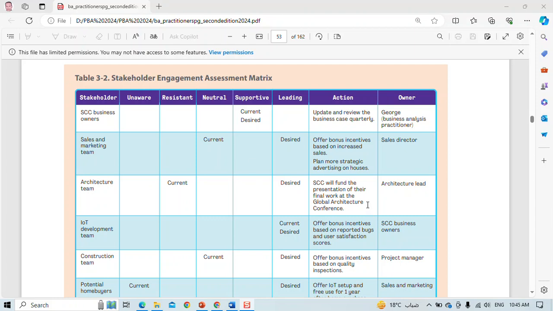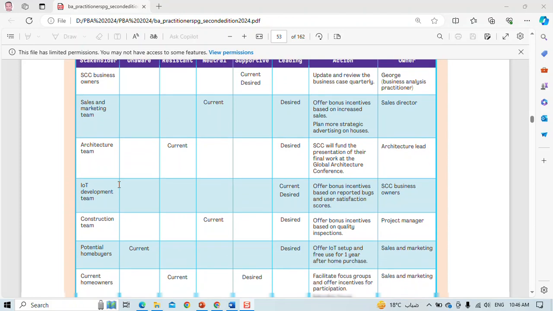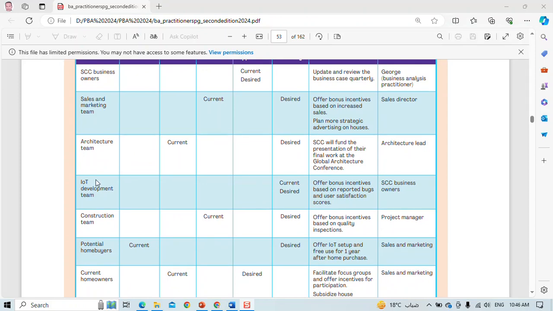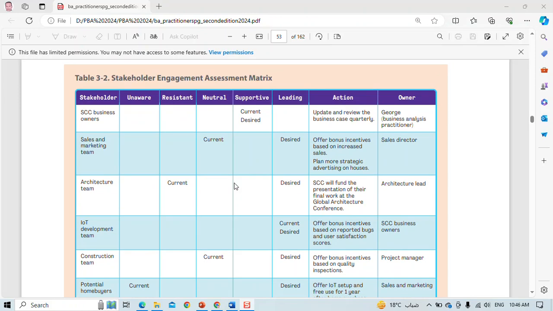What will be our action? The sustainable construction company will fund the presentation of their final work at global architecture conferences. Who will take this action? The architecture lead. The next is the Internet of Things development team. Their current and desired engagement level is leading. So the action is a bonus incentive based on reported bugs and user satisfaction scores. Who can take this action? The sustainable construction company business owner.